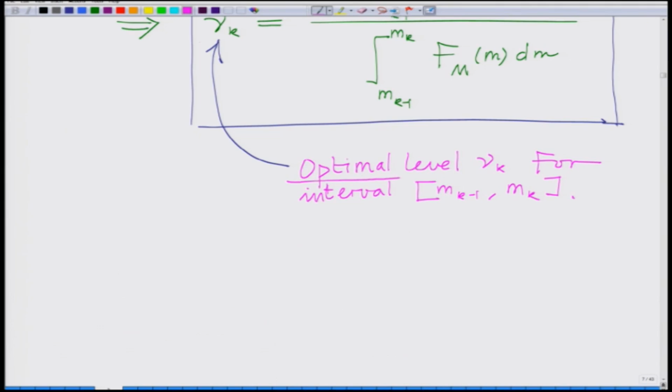Optimal in what sense? Optimal in the sense that it minimizes the mean squared quantization error. All right. Optimal in the sense that it minimizes the mean square quantization error.